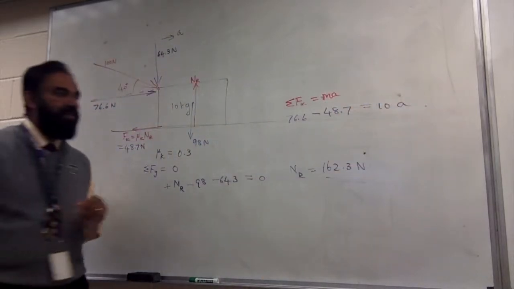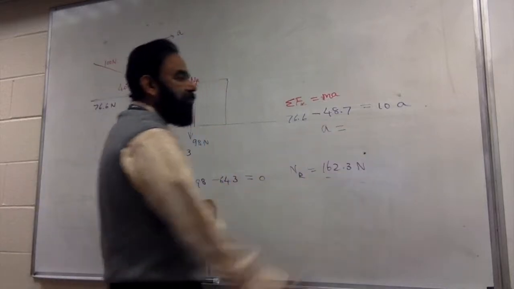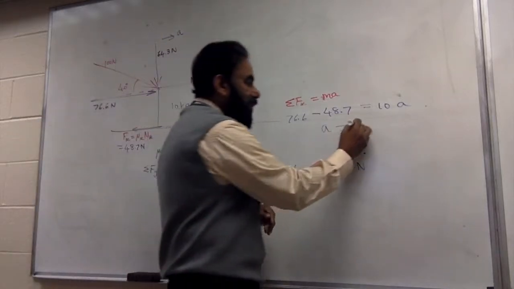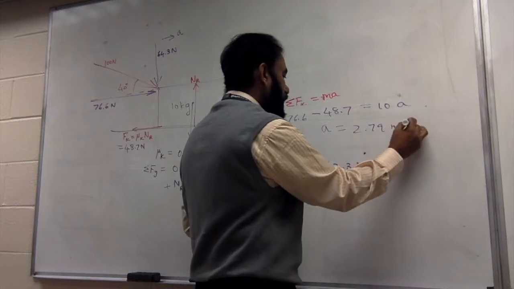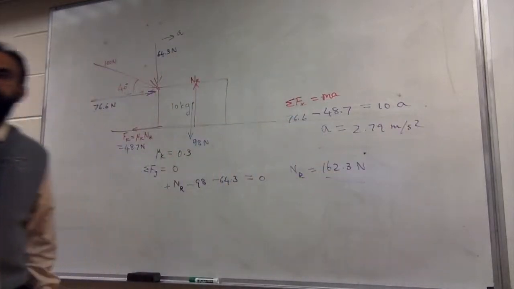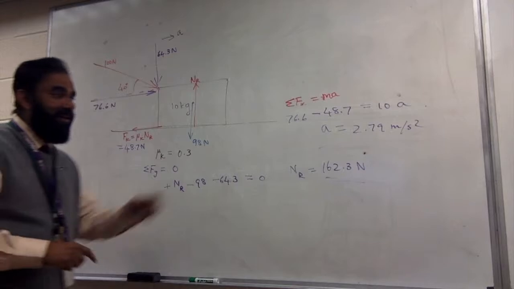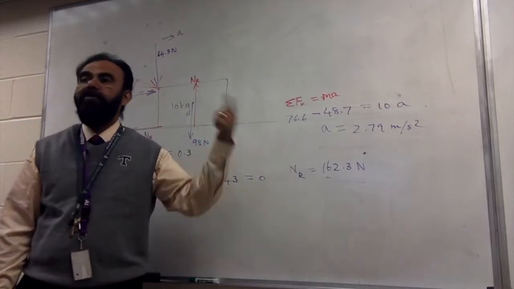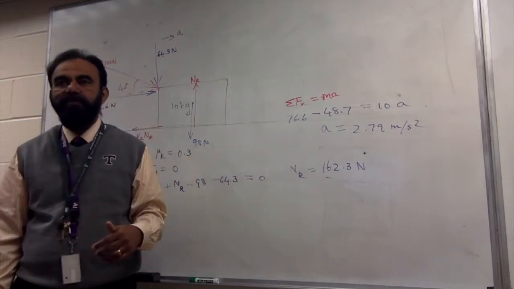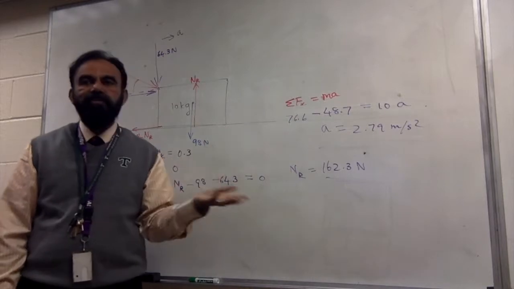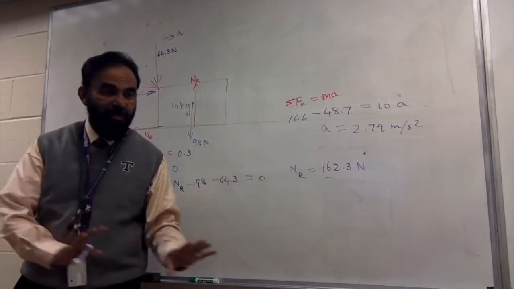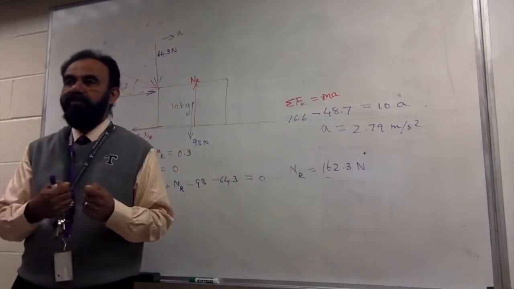Now what is the acceleration? 2.79. You see how the problem just slightly changed. The acceleration is far less compared to the previous one, which is 6 point something. And that simply tells you which is easier, pushing a box or pulling a box.